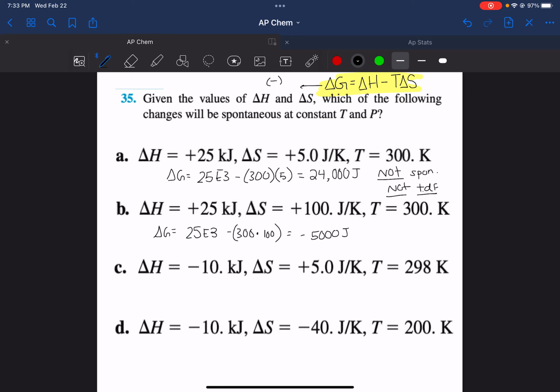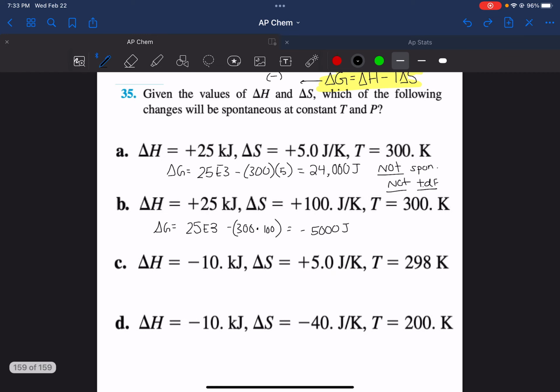So this is the idea here. The term with delta S dominates when the enthalpy is positive, which is the only way that it can be thermodynamically favorable, unless my temperature is really, really high or vice versa, right? So now I have a negative 5,000 joules. This is spontaneous, and this is thermodynamically favorable.